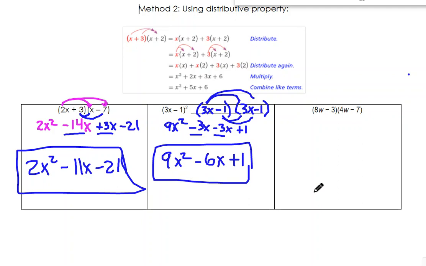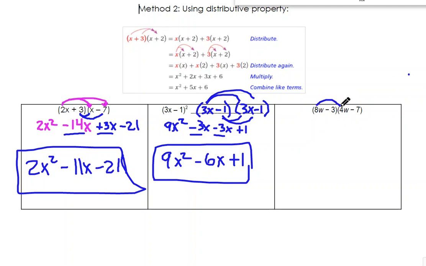You can do the box method, which a lot of people like, or you can do distributive property. If you like distributive property, there's another way you can do it, right? You just got to make sure you take every term in the first one and multiply it to everything in the second one. All right, go ahead, pause the video and try this one on your own with distributive property. See if you can do it.